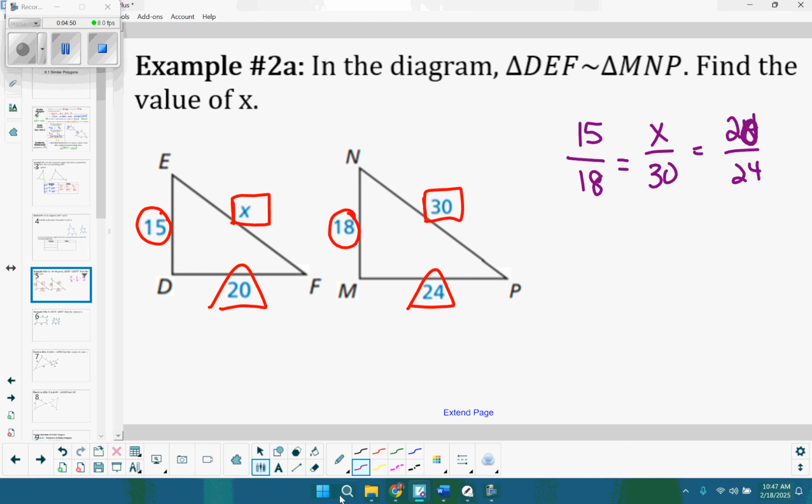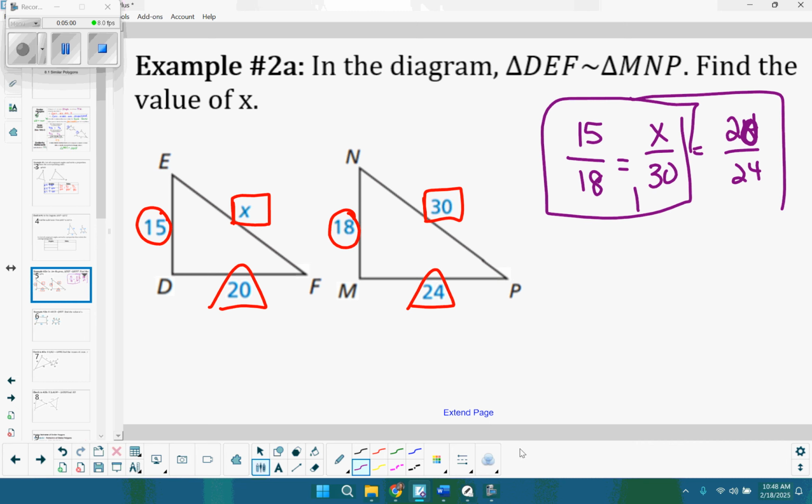We don't need to do all three fractions if there's only one variable to solve for. I could just stick with this right here and cross multiply and solve. I could have stuck with this right here and cross multiply and solve. The only thing that wouldn't have helped me is if I left out this middle fraction, 15 over 18 and 20 over 24. There's no variables to solve, so that wouldn't make sense.